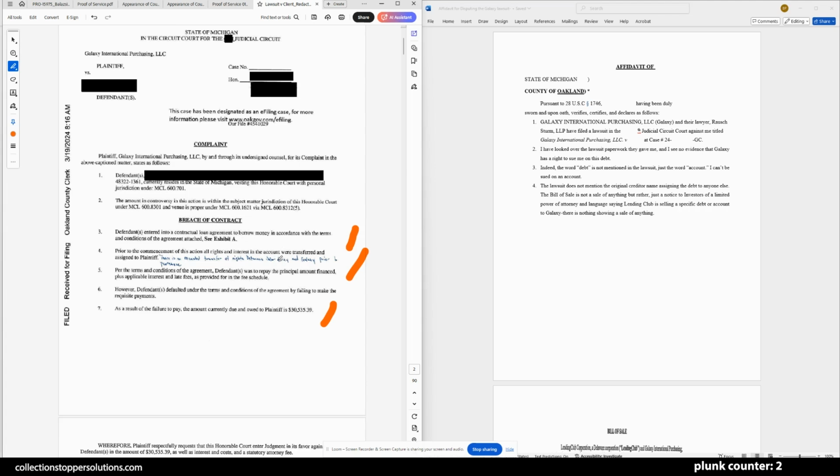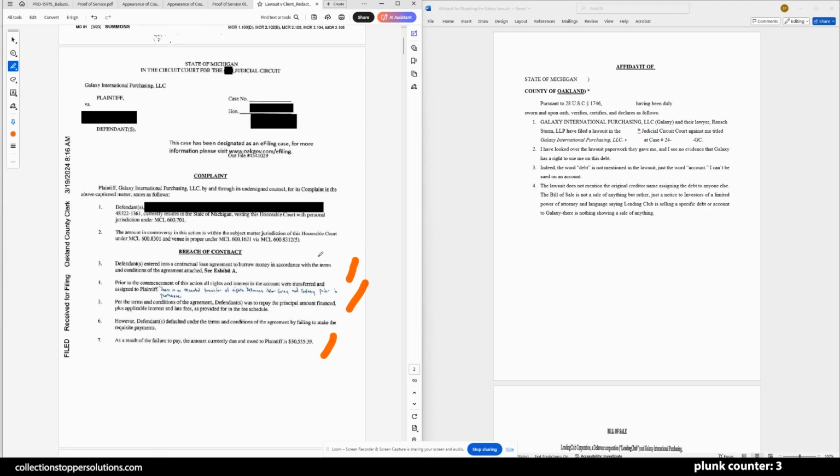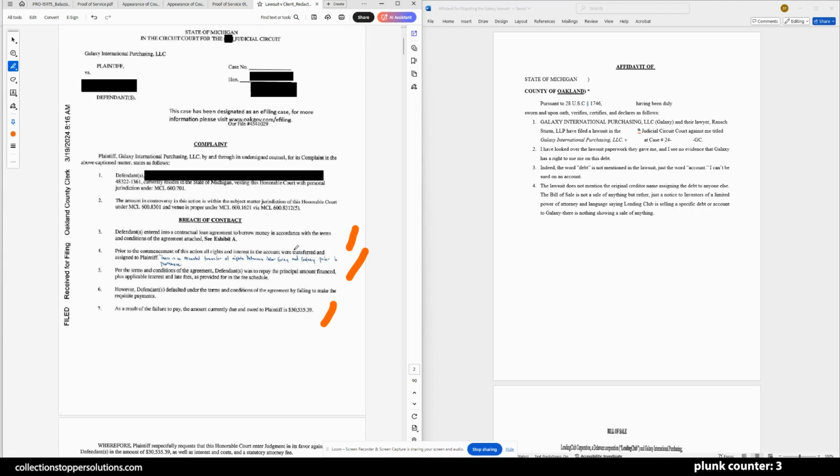We are plunking it. So first of all, we find out where's the original creditor. Do you see the original creditor in that? That's where it should be. In fact, there are state laws, especially in Michigan, you have to list the name of the original creditor. It is not here. It would take 5 seconds.